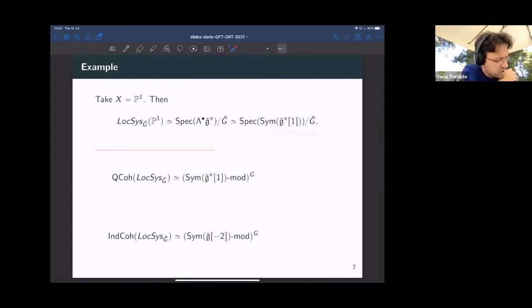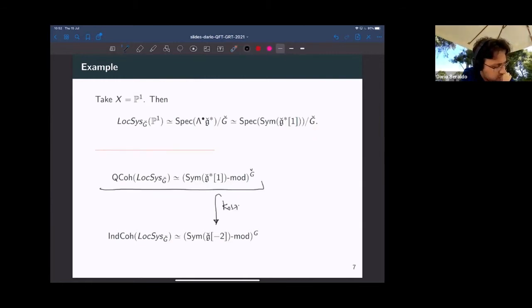Okay, so this is quasi-coherent sheaves. And then there is Koszul duality. So we want to enlarge it. To enlarge it, you use Koszul duality between exterior and symmetric algebras. And so the bigger thing is modules for this symmetric algebra, shifting degree by 2. And that's actually G check invariant sheaves.